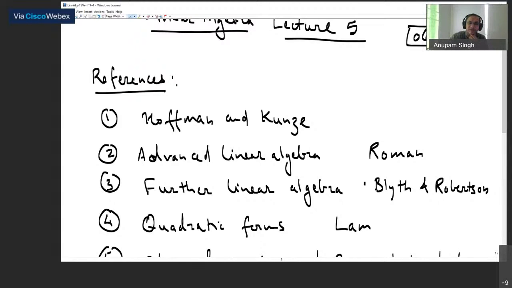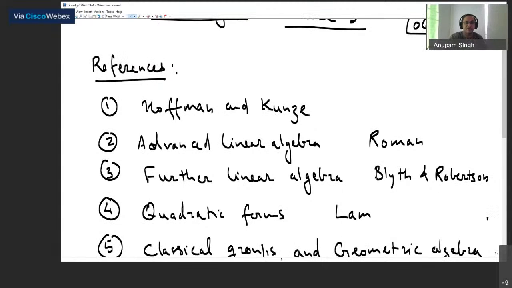A good textbook to learn this kind of material and much more is this book by Roman, Advanced Linear Algebra. It could be a little boring to read this book because it is purely written algebraically. But if somebody is interested in knowing advanced linear algebra and all this kind of stuff, what we are doing and much more, they should certainly look at this book.